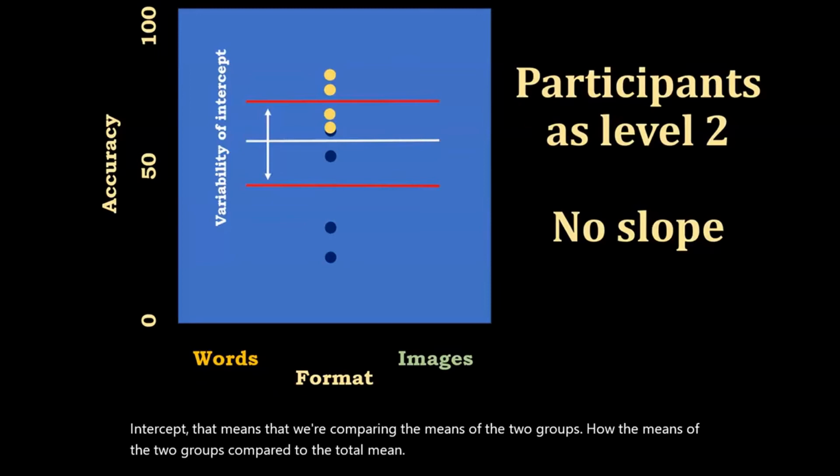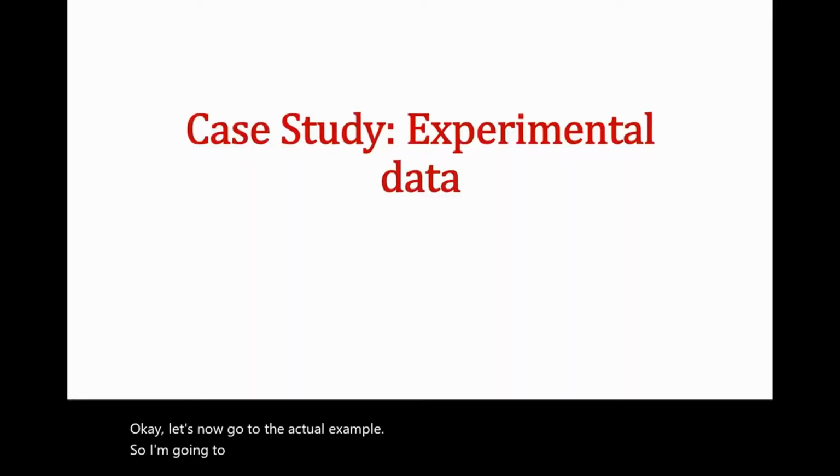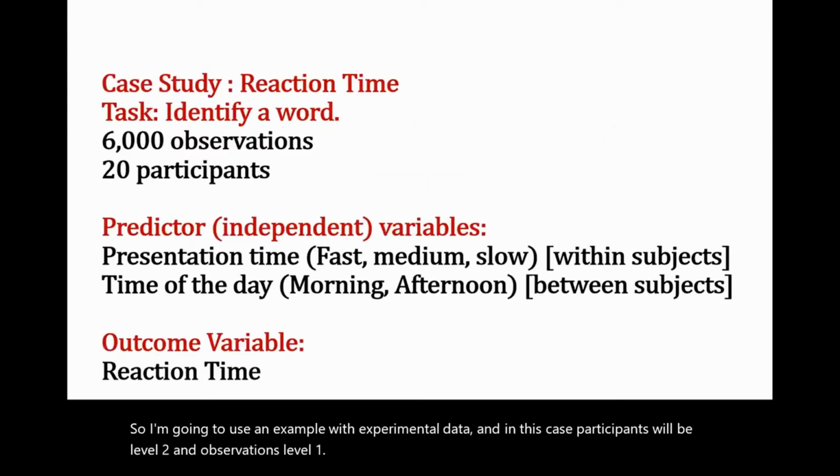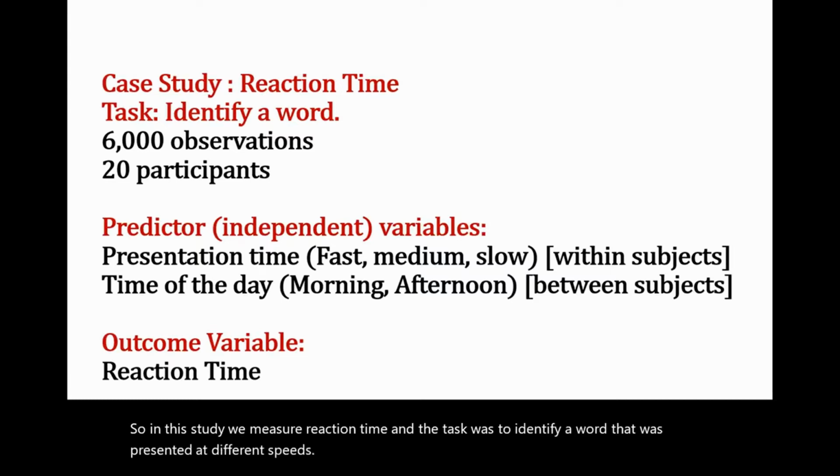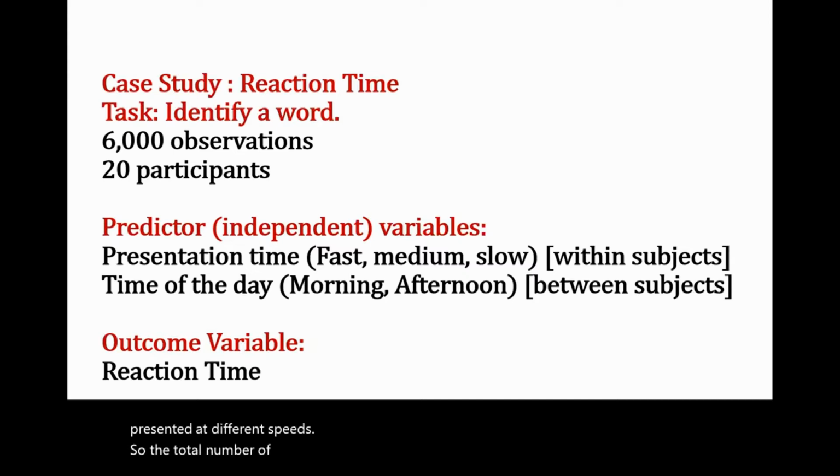Okay, let's now go to the actual example. I'm going to use an example with experimental data, and in this case participants will be level 2 and observations level 1. In this study we measured reaction time, and the task was to identify a word that was presented at different speeds. The total number of observations is 6,000, and we've got 20 participants.